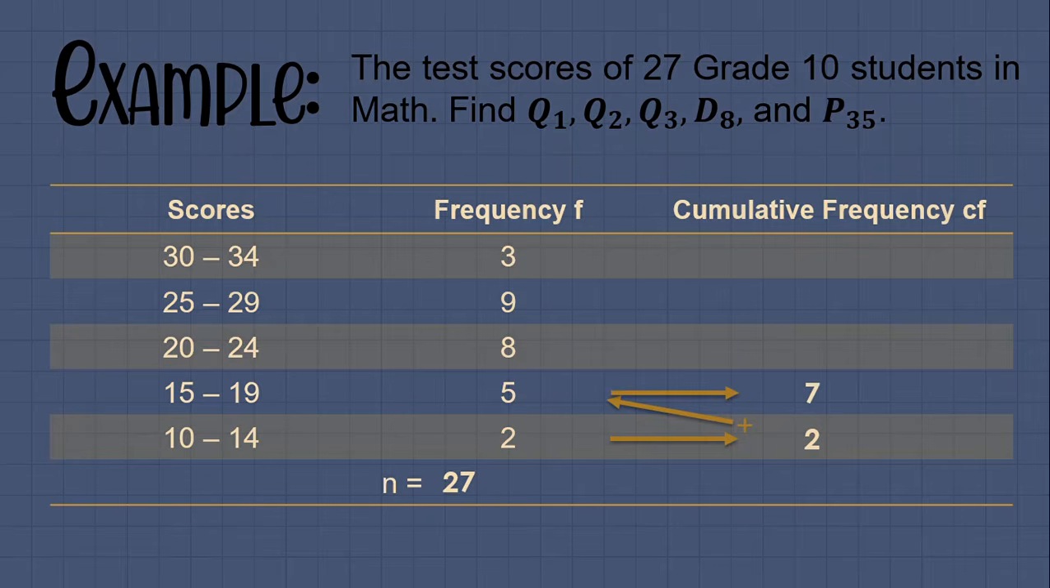That is 2 plus 5. Then repeat the process. We have 7 plus 8, that is equal to 15. Then 15 plus 9, that is equal to 24. And 24 plus 3, that is equal to 27. Now, the last cumulative frequency must be equal to the total number of frequencies. So that is how you fill in the column for the cumulative frequency or CF. Now let's move on to calculating the quartiles, deciles, and percentiles.